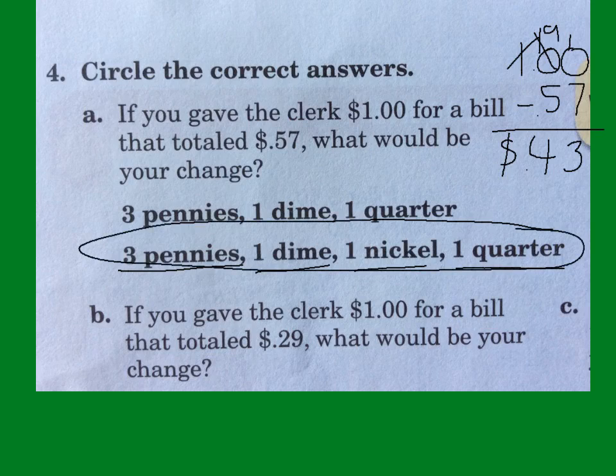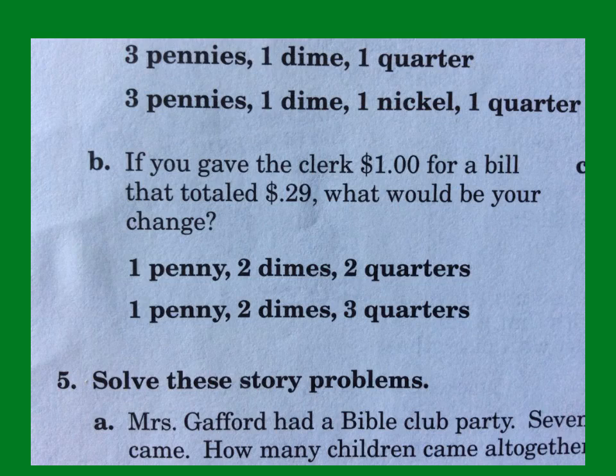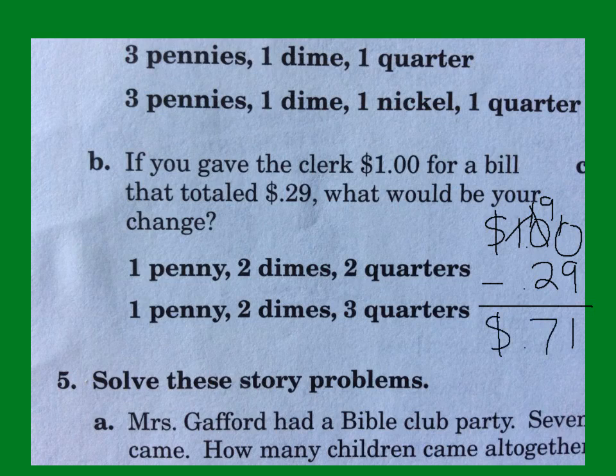B, if you gave the clerk a $1 bill for a bill that totaled 29 cents, what would your change be? So again, we have $1 minus 29. We've got to again borrow, so that becomes a 10. Borrow from that, it becomes a 9, and that becomes a 10. 10 minus 9 is 1, 9 minus 2 is 7. So the change is 71 cents.